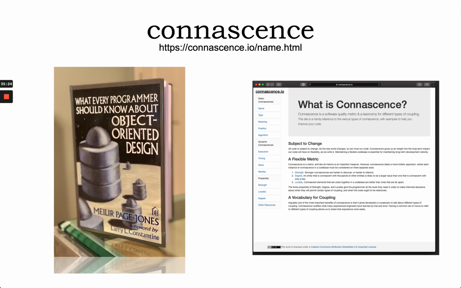talking about. Connascence is really a language for describing coupling. So this is not an actual metrics tool that you run on your code. It's a way of describing how things are coupled together.